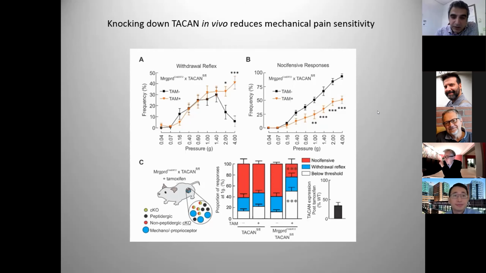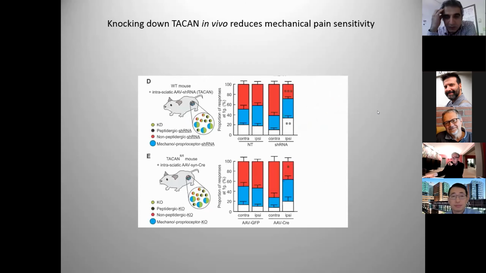Now we have gone on to look at this from different approaches. If we take a wild-type animal and inject it with an AAV vector that carries an shRNA against TACAN, and we do this injection in the sciatic nerve bundle, so these are the nerve fibers that innervate the foot of the animal, and we only do it on one side of the animal, leaving the other side as control, we see that the injected side will have, again, loss of detection of painful mechanical stimuli, whereas the touch-like responses are unaffected.